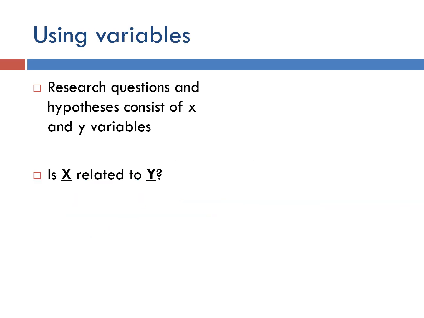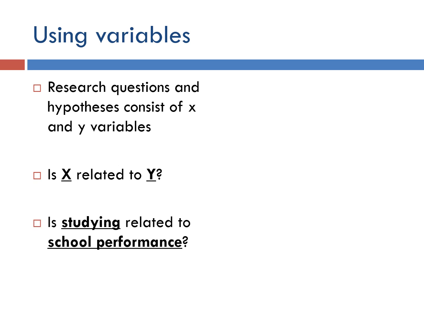But now let's talk about how we use the variables. Every research question is trying to understand the relationship between one variable and another. We're going to, for right now, call it x and y. What is the relationship between variable 1 and variable 2? And we don't always know the relationship or the direction of this relationship. We might see that there is a relationship, but we can't necessarily interpret causation. For instance, is studying related to school performance?